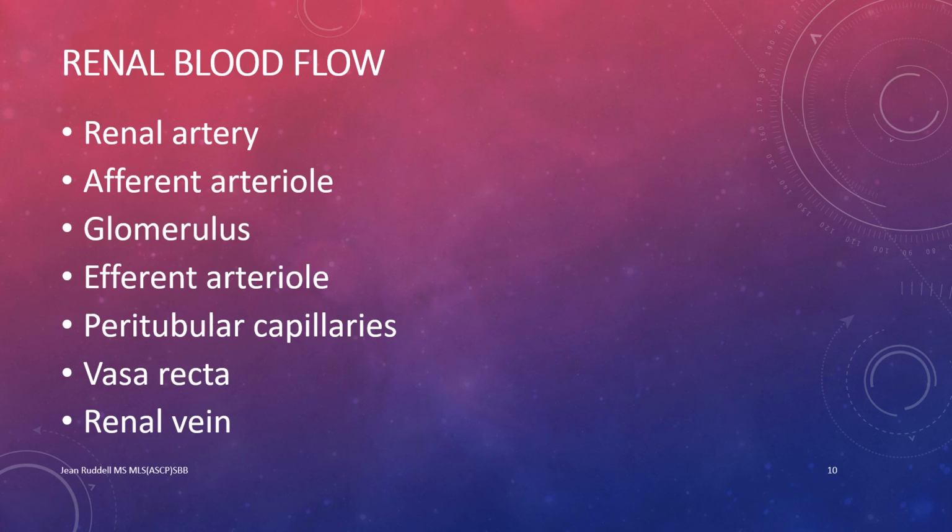Then it becomes the peritubular capillaries and the vasa recta. As the veins increase in size, they become the renal vein as they exit the kidney. Make sure that you don't mix up the afferent and efferent arterioles because they sound so similar.